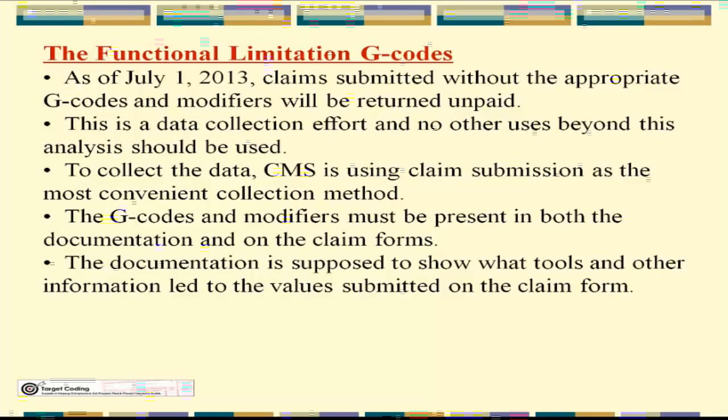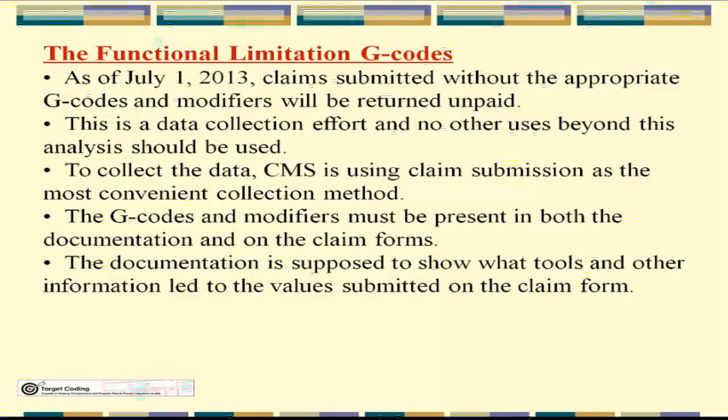The documentation is supposed to show what tools and other information led to the values being submitted on the claim. So the tools I'm going to go over also in a few minutes. So the functional limitation guidelines were selected by CMS from the International Classification of Functioning, Disability and Health. It's the ICF. Most physical therapists and chiropractors and medical doctors that I speak to have never heard of this organization. So all practice settings that provide outpatient therapy must include this information on the claim.